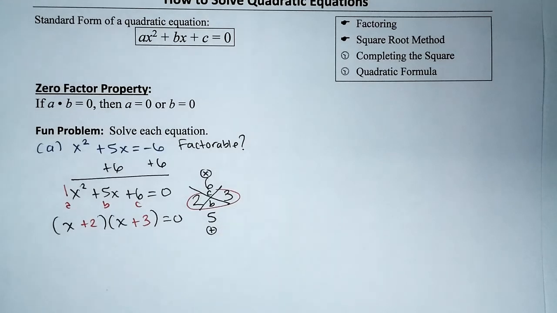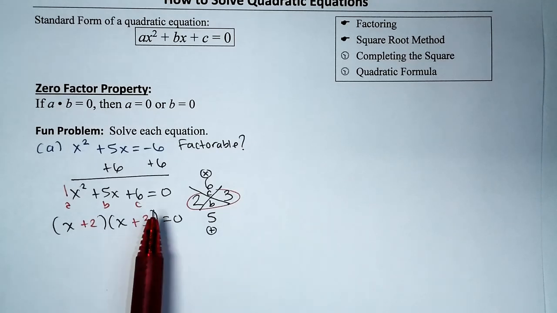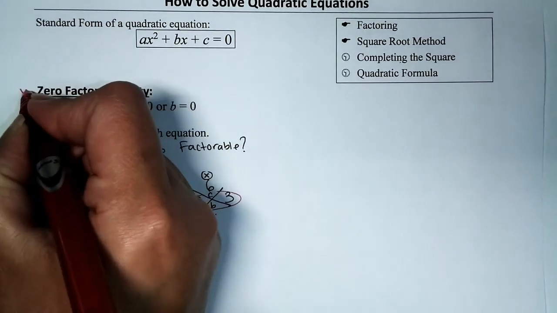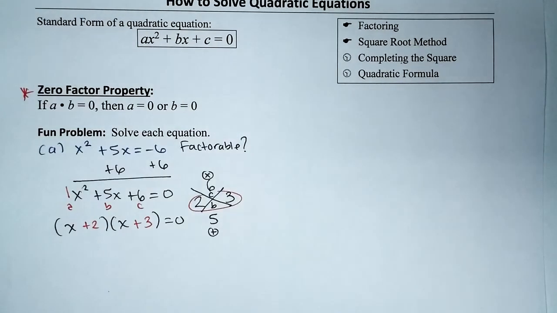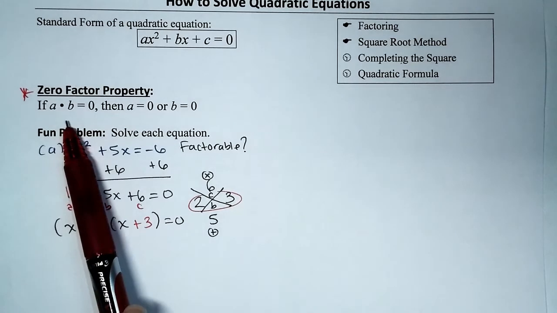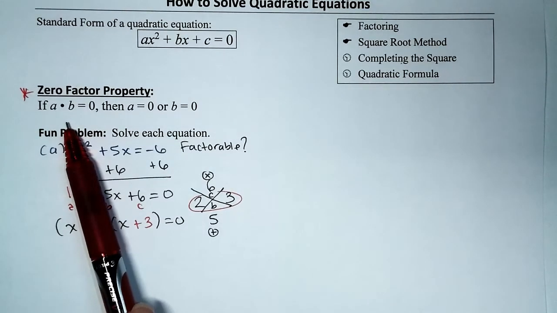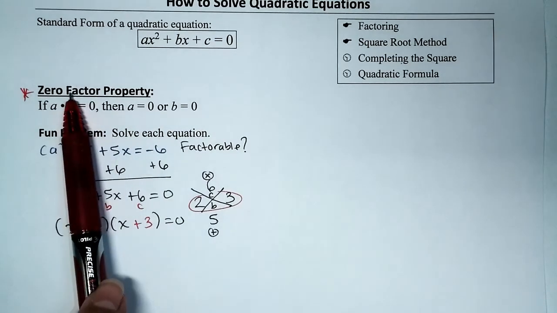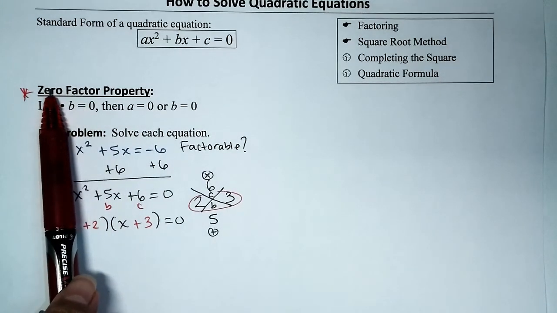Okay, cool. So now at this point, how do we proceed? To solve a quadratic equation by factoring: one, set it equal to 0, factor completely, and then apply the zero factor property. So what's so special about the zero factor property? The zero factor property states this: if a product equals 0, then there's no way around it. One of these factors has to equal 0. Either the first factor equals 0 or the second factor equals 0.